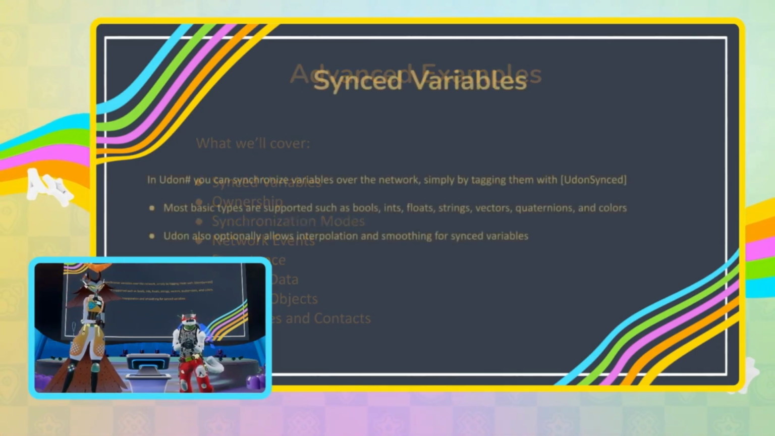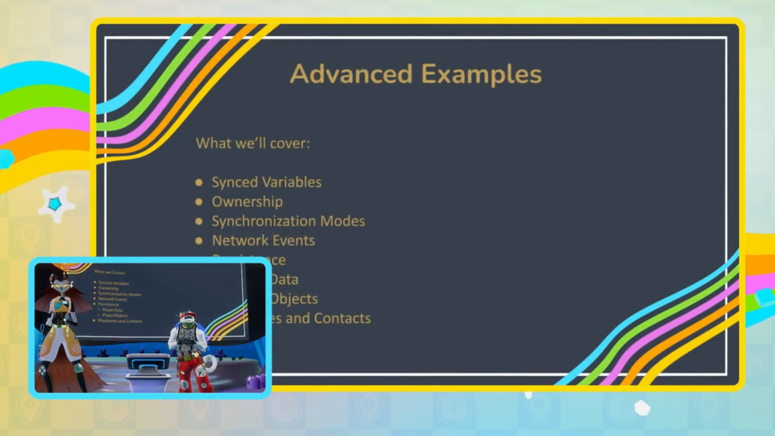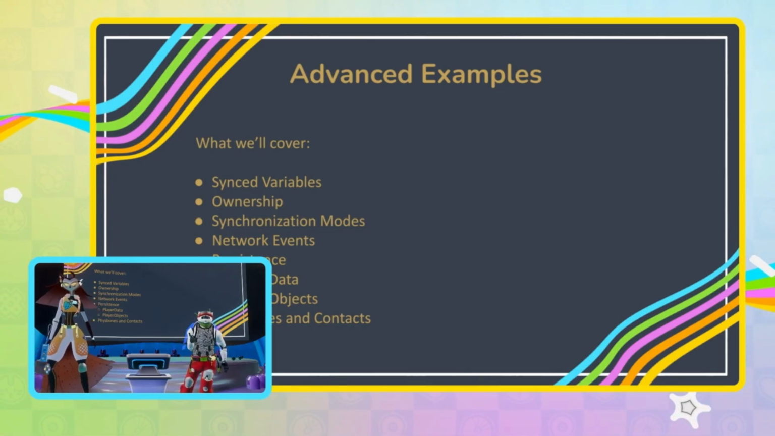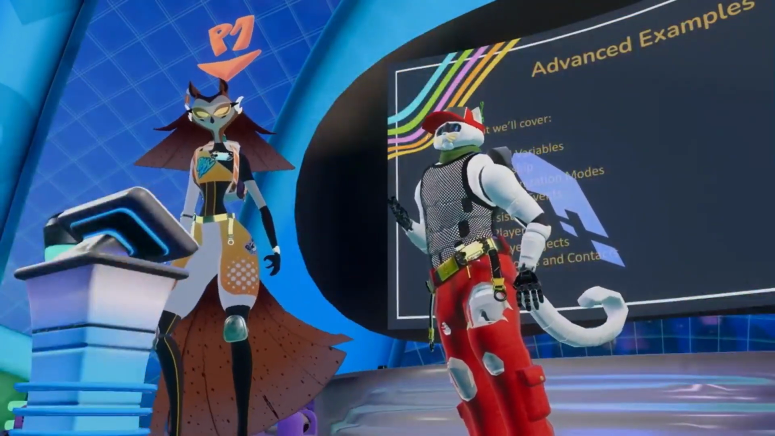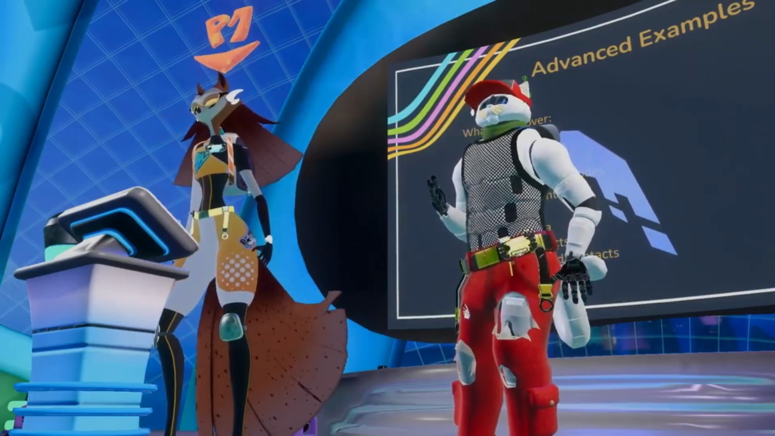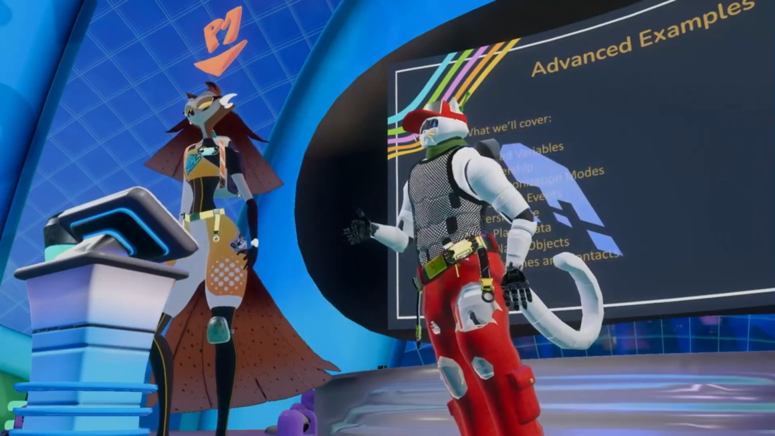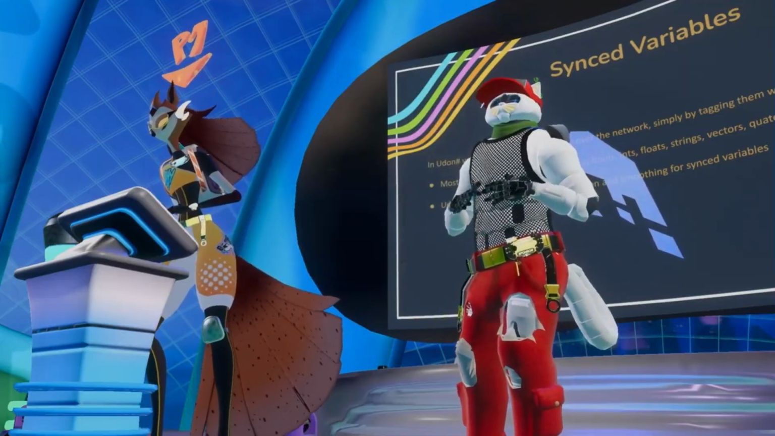On to you. Yeah, so we'll be covering some advanced examples. What we'll be covering are sync variables, ownership, synchronization modes, network events, persistence, including player data and player objects, and as a bonus at the end, FizzBones and contacts. So, jumping right into it, starting with sync variables.